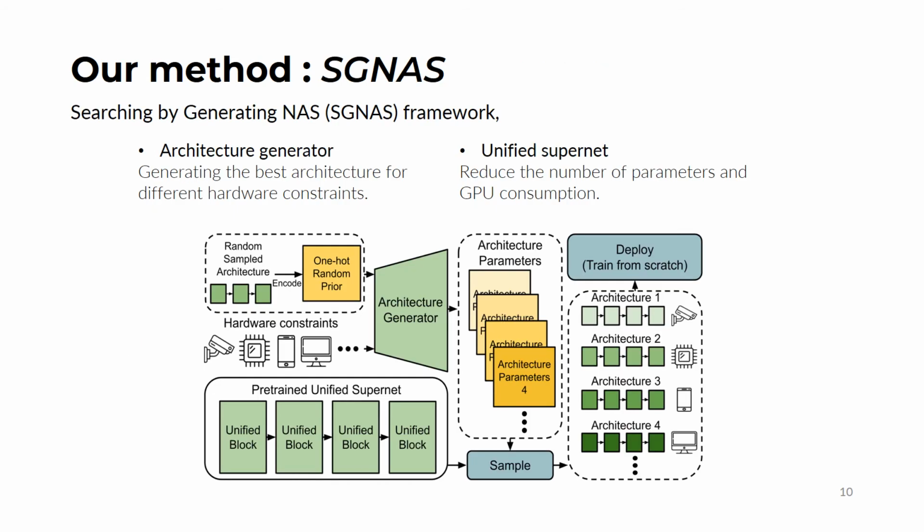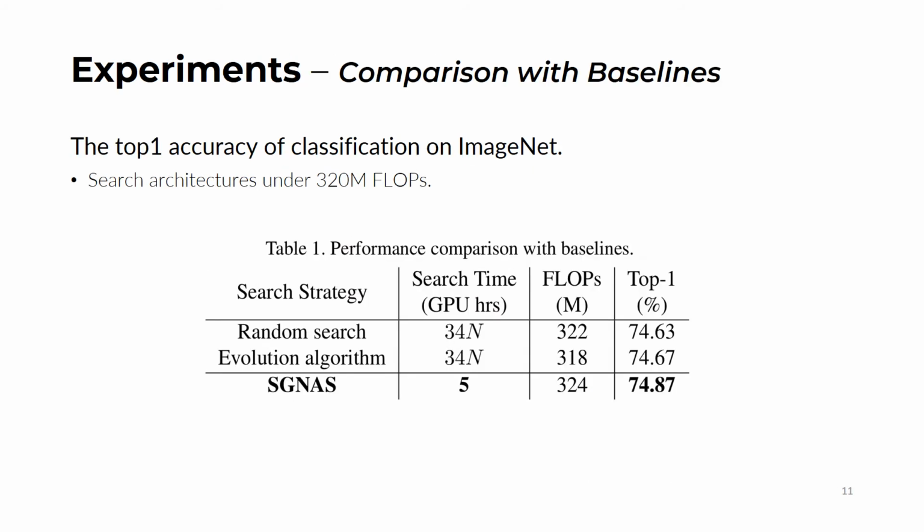Overall, we propose the architecture generator and the unified SuperNet to improve searching efficiency and flexibility of one-shot NAS. The entire framework is called Searching by Generating NAS, SGNAS. In the experiment, we first evaluate the architecture generator on ImageNet and compare with baseline search strategies, random search and evolution algorithm. All search strategies utilized the same pre-trained unified SuperNet with around 320 million FLOPs. This table shows that the proposed SGNAS can achieve the highest top-1 accuracy. More importantly, even for n different hardware constraints, the architecture generator only requires 5 GPU hours in total.